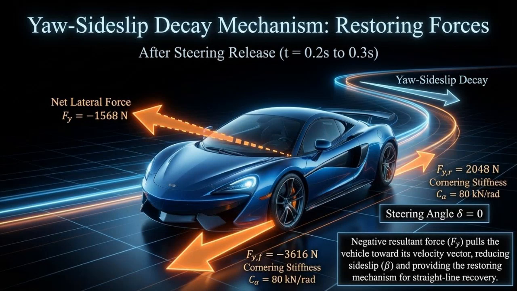With a cornering stiffness of 80 kilonewtons per radian, the slip angles generate lateral tire forces. The front lateral force equals minus 3,616 newtons. The rear lateral force equals plus 2,048 newtons. Adding front and rear forces yields a net lateral force of minus 1,568 newtons. This negative side force acts opposite the lateral motion, pulling the vehicle back toward its velocity direction. As a result, side slip is reduced and the vehicle naturally stabilizes, explaining the yaw and side slip decay after steering release.